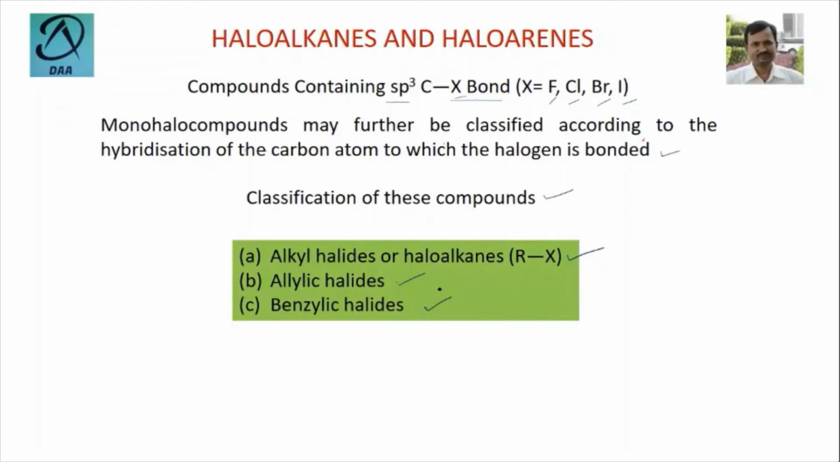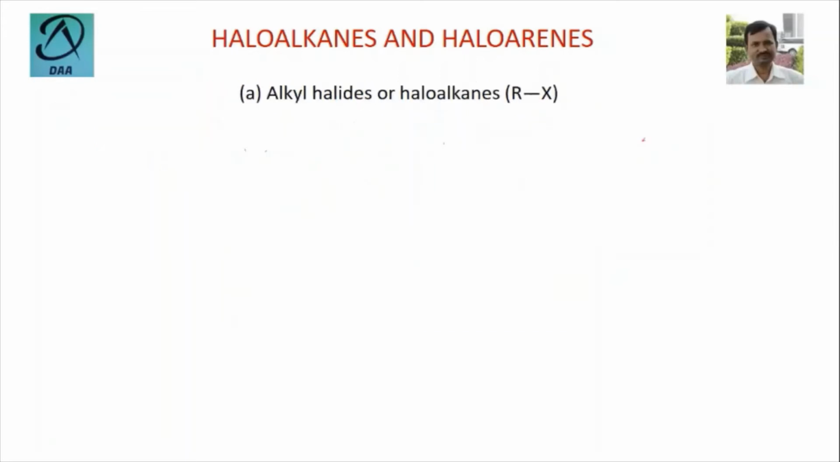That means on the basis of the hybridization, we'll classify these haloalkanes, monohaloalkanes, as the alkyl halides or haloalkanes, allylic halides and benzylic halides. So what are these 3 types of compounds? First we'll go with the alkyl halides or haloalkanes.